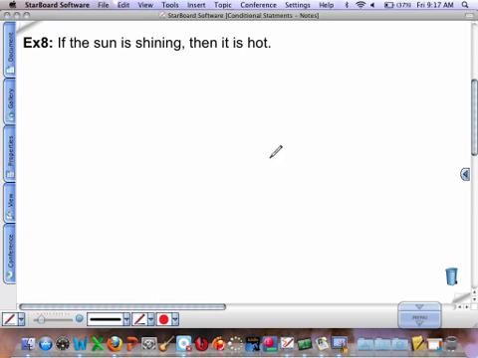So we look at number 8. If the sun is shining, then it is hot. Is that a true statement? No. So therefore that is a false statement. So we're talking about the truth value of a statement. Basically, the truth value means it's either true or it's false. So you guys still admit that this is a false statement? Okay.